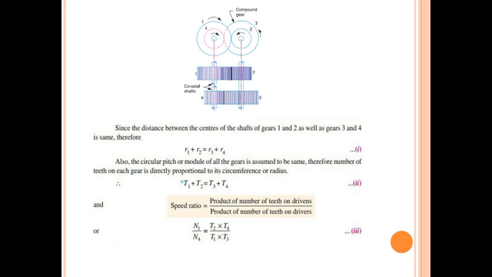Now, for speed ratio, again, for this reverted gear train we can find it by the product of number of teeth on driven gears divided by the product of number of teeth on driver gears, same as that of the compound gear train, because this is also a compound gear train. Why? Because in this, gears 2 and 3 are mounted on the same shaft. Therefore, this reverted gear train can also be considered as a compound gear train. But the difference is what? In a reverted gear train, input and output shafts are coaxial.